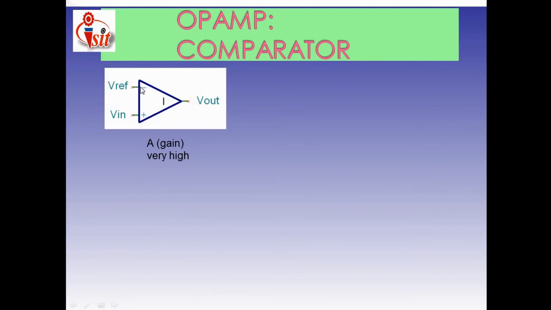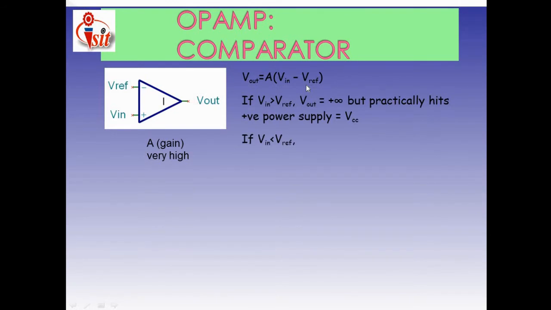The inputs supplied to the op-amp are V reference and V in. Whatever input voltage is applied to the op-amp is compared with that reference voltage, and the output voltage reflects the comparison between V reference and V in. A is the gain of a very high-gain circuit. Then the output voltage is equal to gain times the differential voltage, as you know very well.